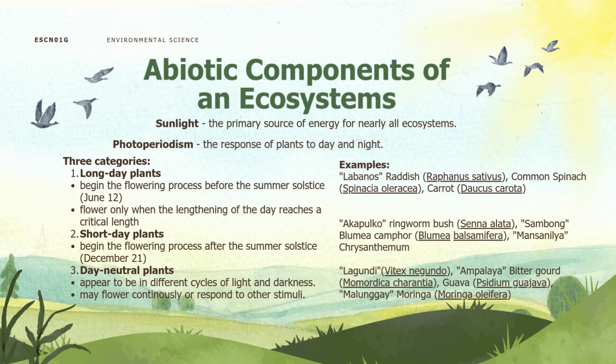Okay, now let's talk about short day plants. Well, obviously, it's the opposite of the long day plants. These plants begin their flowering process after the summer solstice, and that's around December 21. Some examples of this that can be found here in the Philippines are as follows. We have the Acapulco, or in English, the ringworm bush, it's Senna alata, and the Sambong in Tagalog, which is Blumea camphora or Blumea balsamifera, and the ever popular Manzanilla, it's actually chrysanthemum. Okay, so what is the medical relevance of these short day plants?